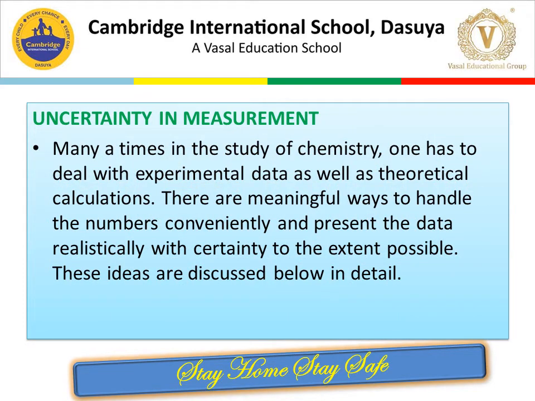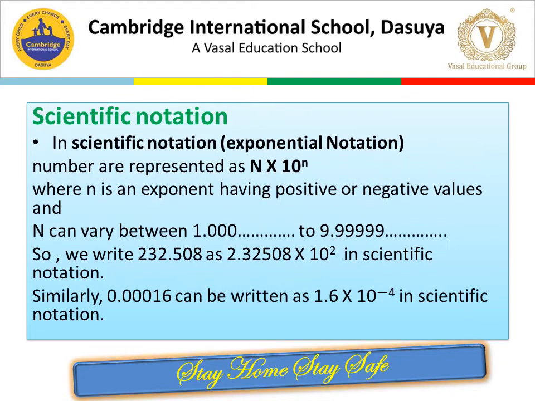Now, what is this uncertainty in measurement? In chemistry, we deal with data, and the data of experimental and theoretical calculation needs to be handled carefully, and the data should be presented realistically with certainty to the extent possible. The data recorded are presented in scientific notation.